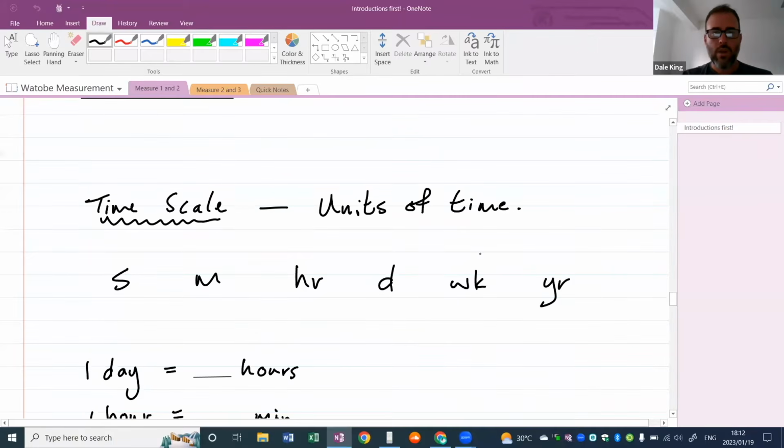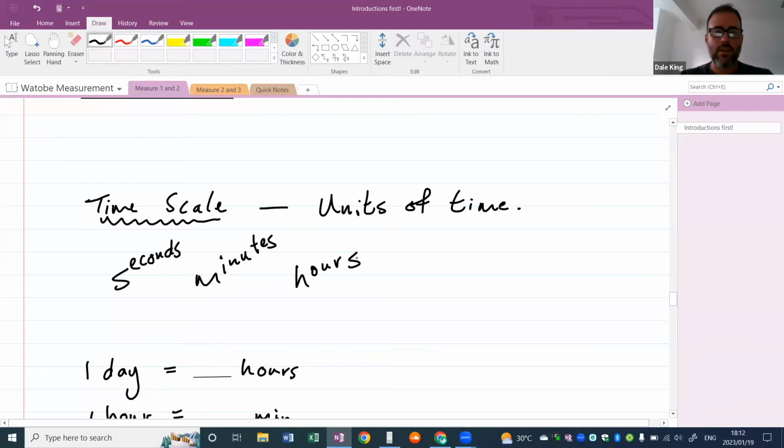So what I want to focus on today are these three over here: seconds, minutes, and hours. We're going to work a lot with them. S is for seconds, M is for minutes, and HR is hours. We're going to work with these three units basically.